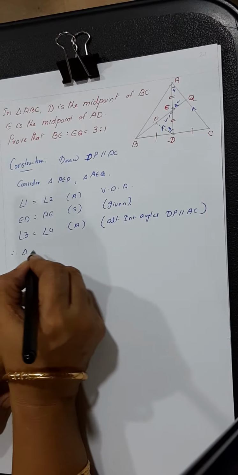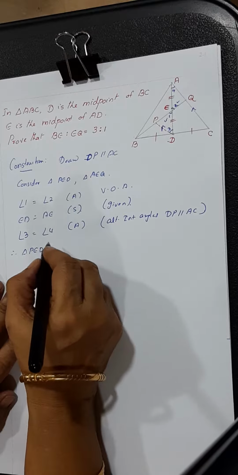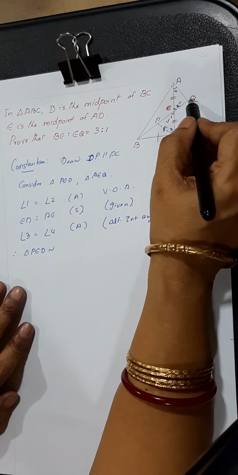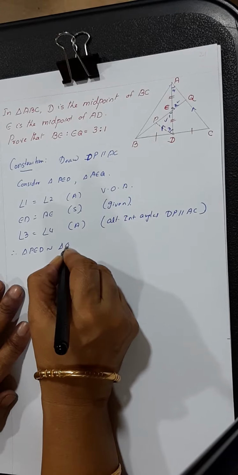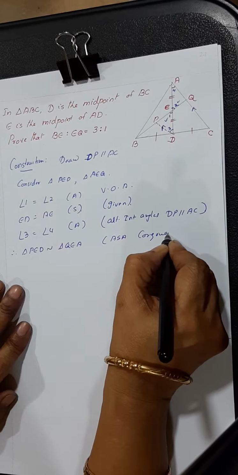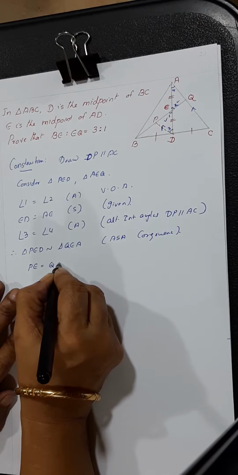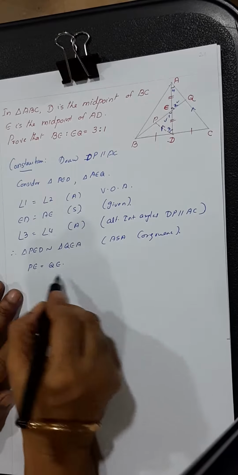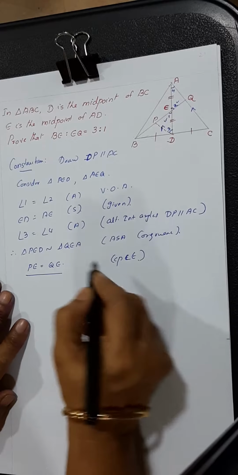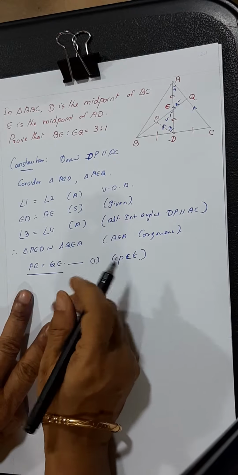So therefore triangle PED is congruent to, so for P, E and D you have to write Q, E and A. Triangle QEA, by ASA congruence. From that we can write PE is equal to QE. So this is CPCT. So we will write this as equation 1.